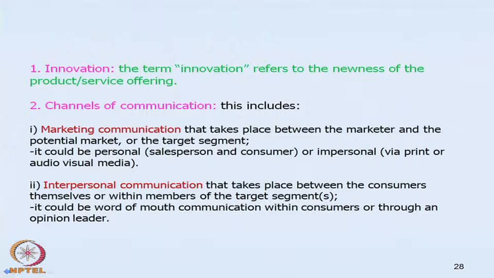We also have interpersonal communication, which takes place between consumers themselves, or between the actual consumer and a prospect, or between members of the target segment. We have discussed how it takes the form of informal interpersonal communication that takes place as word of mouth between consumer segments, or between consumers themselves, or through an opinion leader. So we have a new product or service offering, information about which is transmitted either as marketing communication, which will happen either personally or impersonally, or as informal interpersonal communication which happens through word of mouth.